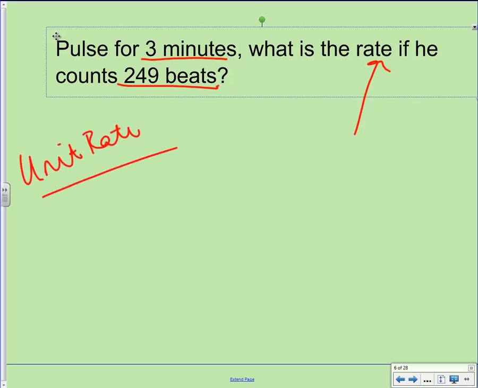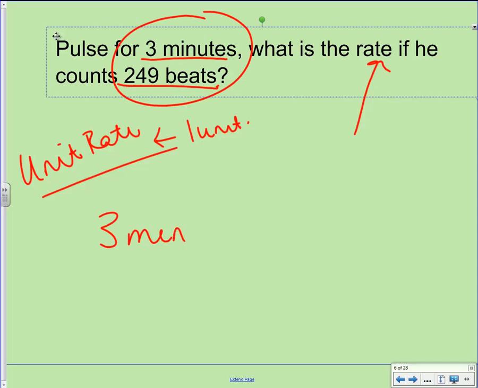So we're looking for a bottom measurement to be 1 unit. Okay? But I take what I have and I write my ratio from that. So I have 3 minutes and I have 249 beats. So let's think about this. Is minutes per beats, does that sound like we want to write it in that ratio? Why did I say minutes first? Because we read from top to bottom. So I would have 1 minute per so many beats.